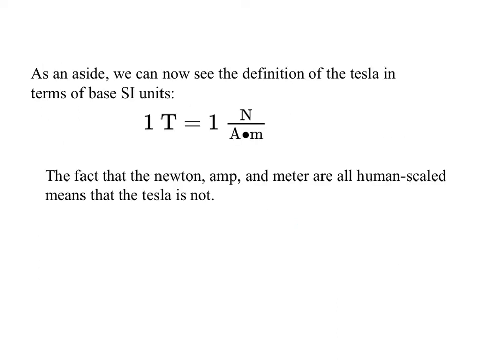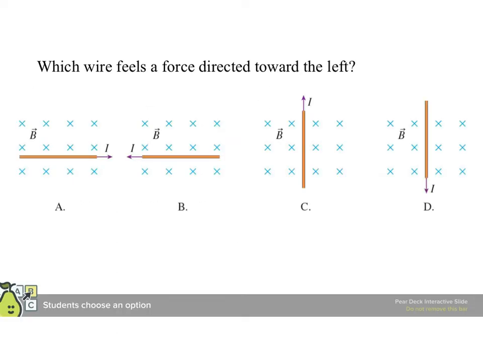As an aside, we can now see the definition of the Tesla in terms of base SI units. 1 Tesla is 1 Newton per amp meter. The fact that the Newton and the amp and the meter are all human scaled means that the Tesla will not be human scaled. There's just no way around it. That's the way nature works. Fields of 1 Tesla will just be large fields, at least for the human scale.